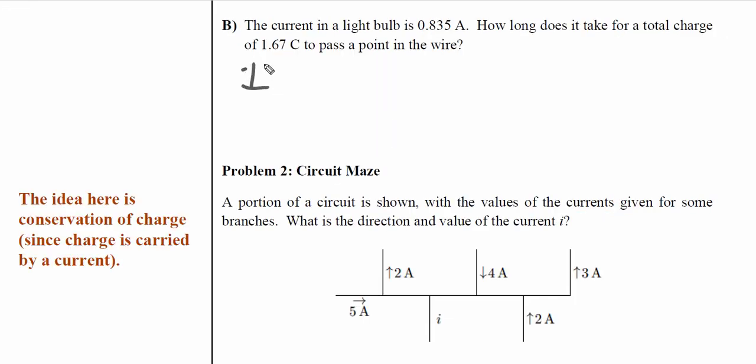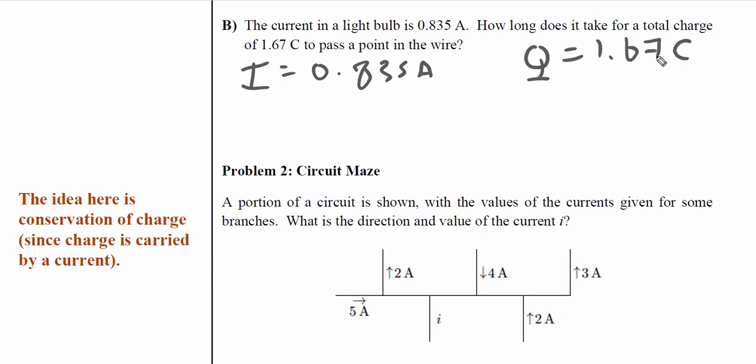Here's a more straightforward problem. We have a current of 0.835 amps and a charge of 1.67 coulombs. We want to find out how much time it takes to do this. So, of course, we have I is equal to Q over t. Solving for t, we get Q over I.